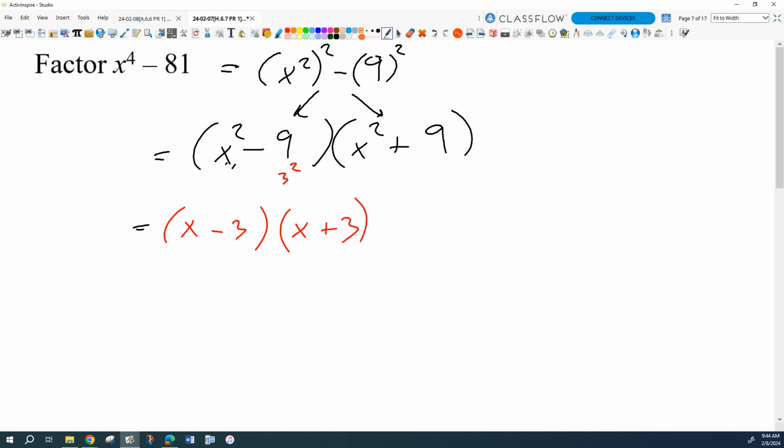How about that one? Can I do the same thing? Or, it is x squared plus 3 squared. So what's the sum of squares pattern? Oh, there's none. There is none. So that one's done, right? That one we can't do anything with. So there's our answer. Now it's fully, completely factored. Okay.